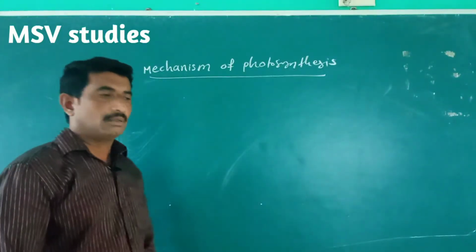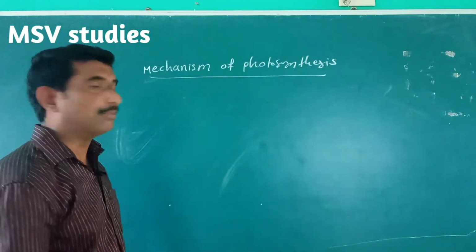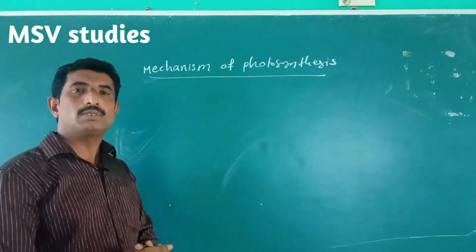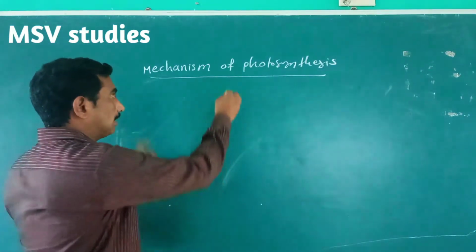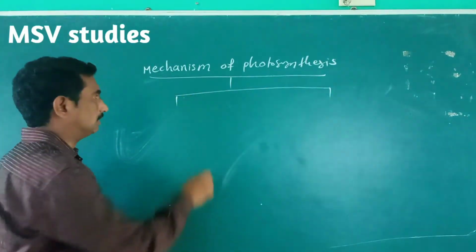Right. Children, welcome to 10th class biology. Now we are going to discuss the mechanism of photosynthesis. Photosynthesis consists of two phases. One is the light dependent reaction and the other is the light independent reaction.